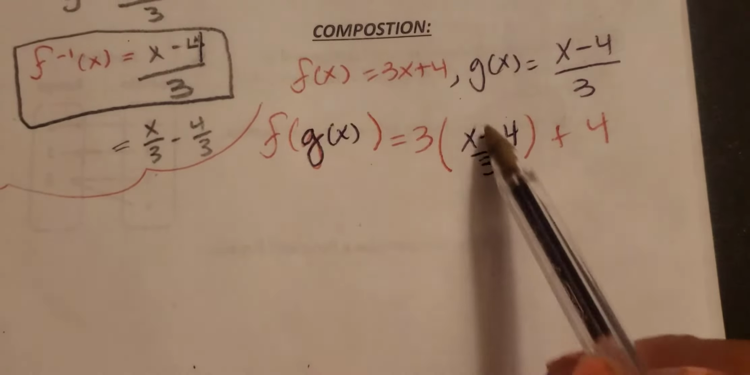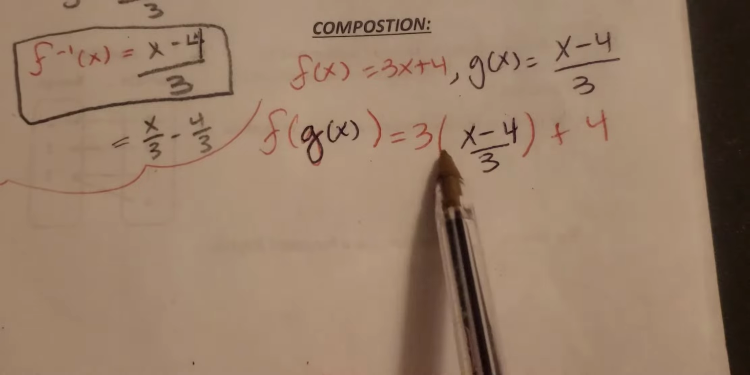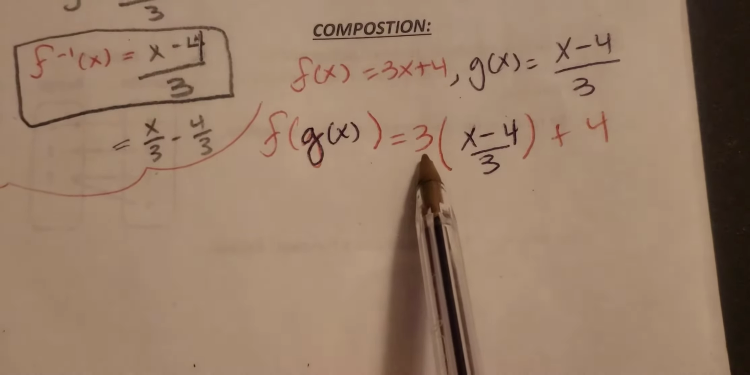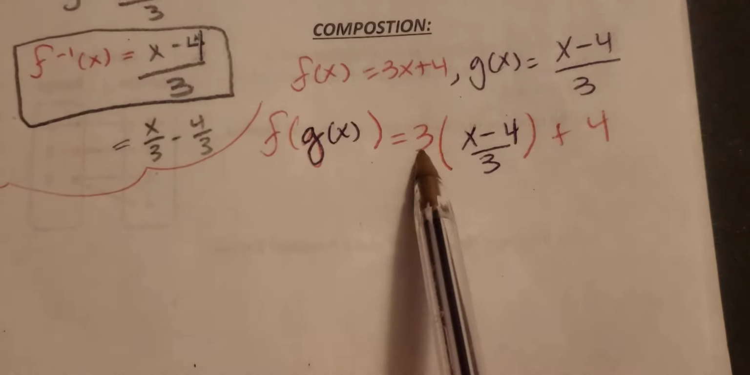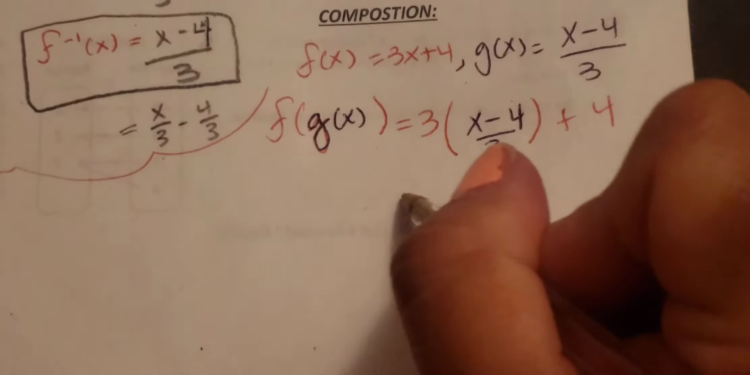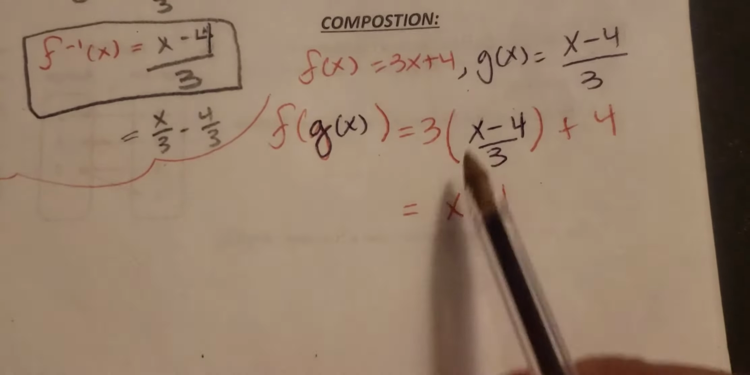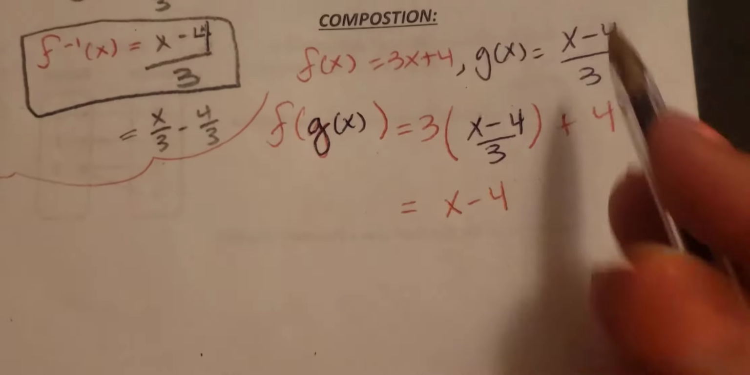Then we're going to distribute or multiply. But the rule is whenever you have a fraction and the number on the outside is the same as your denominator, the only thing that happens is they cancel out. They don't really multiply. So what we're left with is x minus 4, because the 3's canceled, and then we just have plus 4.